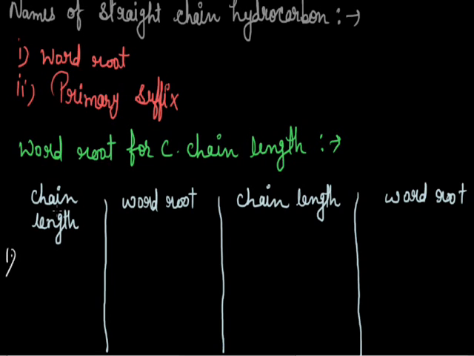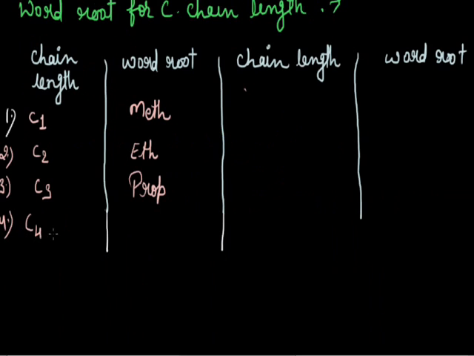First, if one carbon atom is present in chain length, that is C1, for C1 we have to use meth for word root. So when one carbon atom is attached in chain length, then we will use meth. Second, if two carbon atoms are present in chain length, then we will use eth. Third, if three carbon atoms are present in chain length, then we will use prop. Four carbon atoms are present, then we will use but.